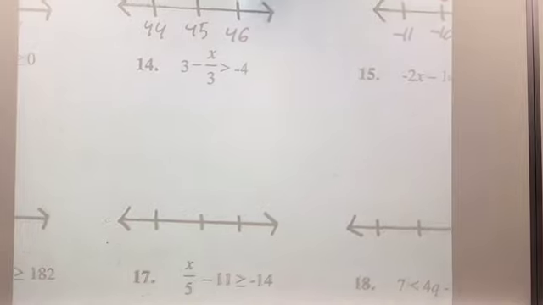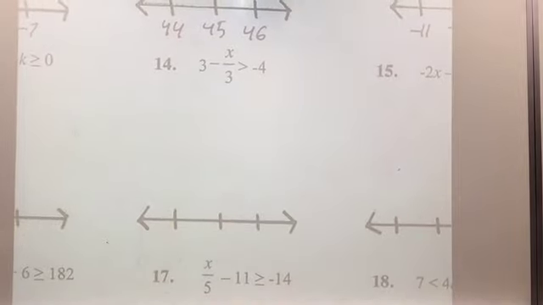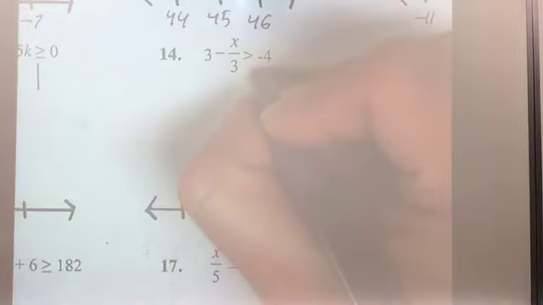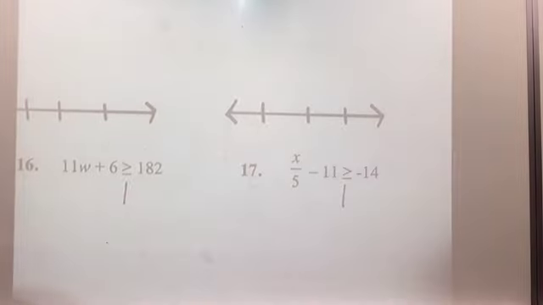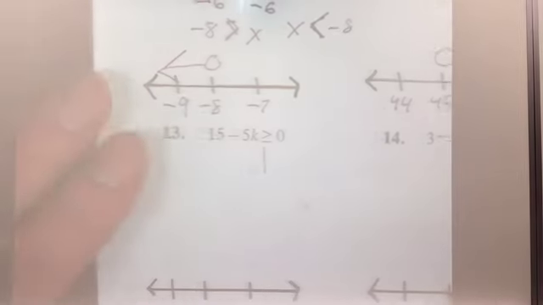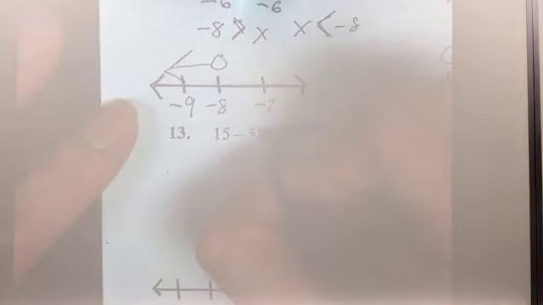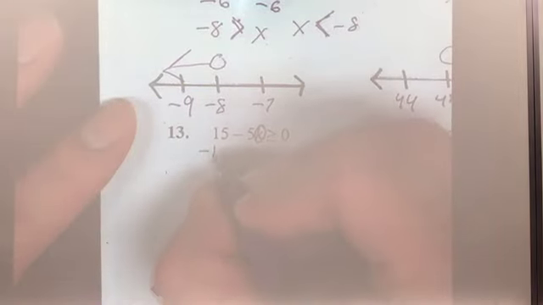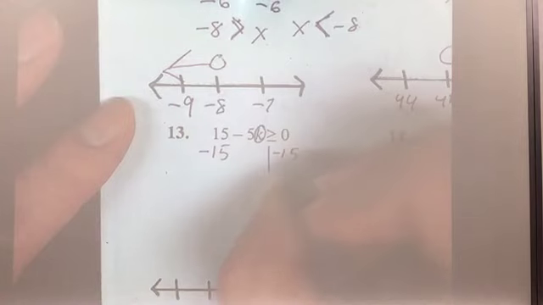All right. I'm going to go through these last 6 kind of quick here, just for the time in the video. The very first thing is, on all of them, draw your line. Then you want to find your variable. My variable is the k. What's next to it? 15. So subtract 15 from both sides.